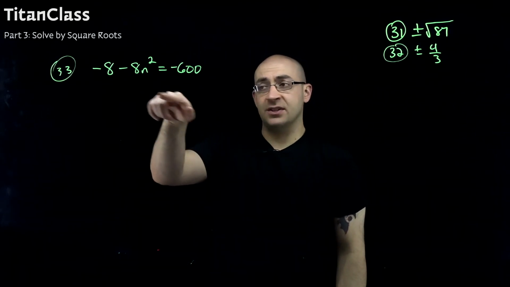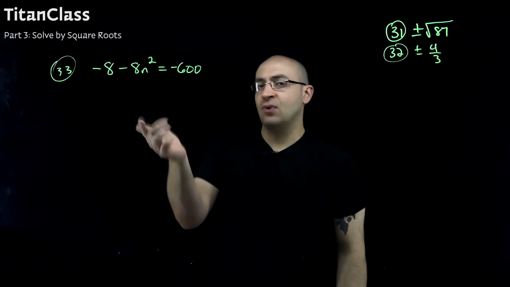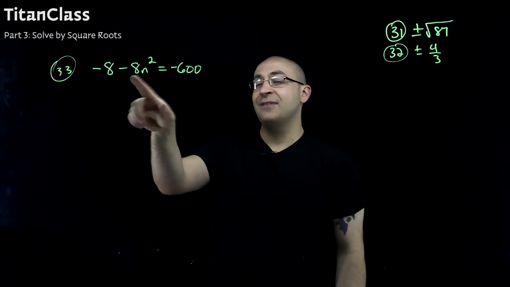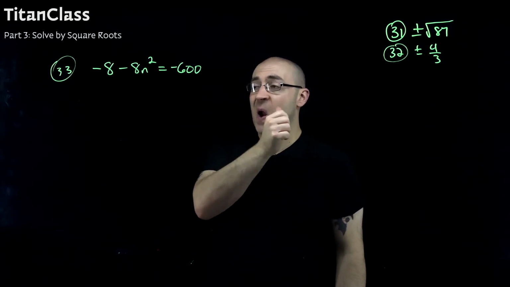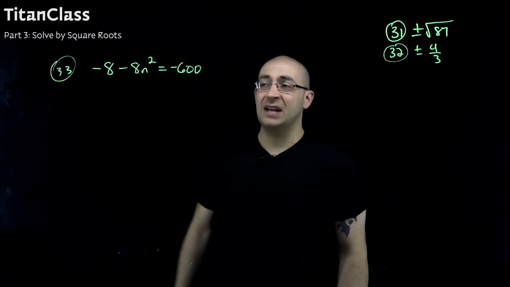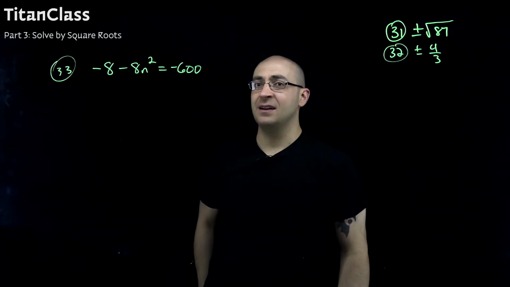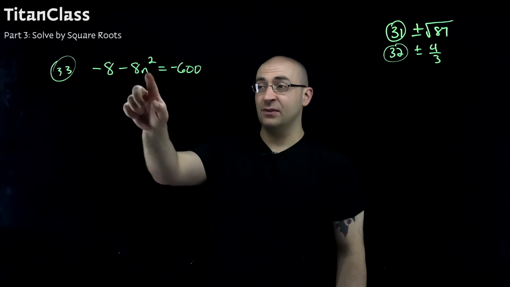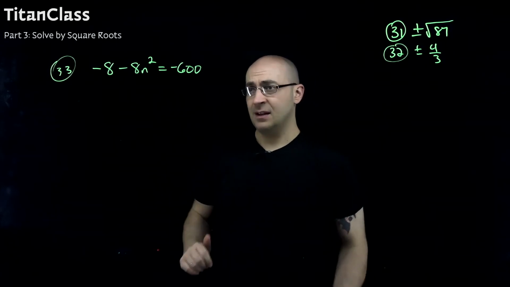I could certainly move this 600 over here to keep things together. The problem with doing that, unfortunately, is that I have a negative in front of that square. This squared term has a negative in front of it. I do not want that. I really don't want that. So here's what I'm going to do, and this is going to be very strange. I want to avoid a negative in front of the squared term at all costs.